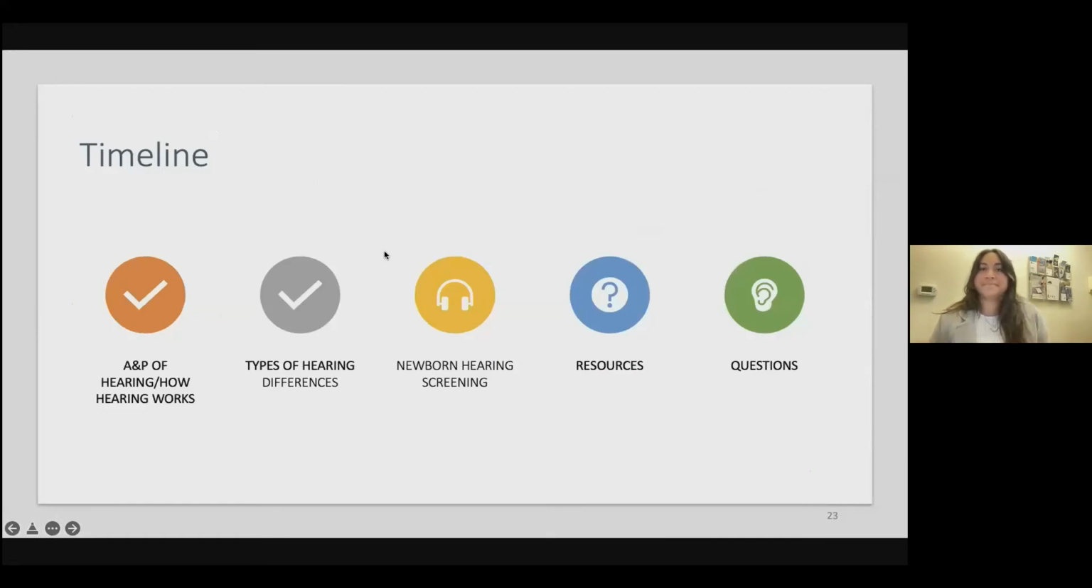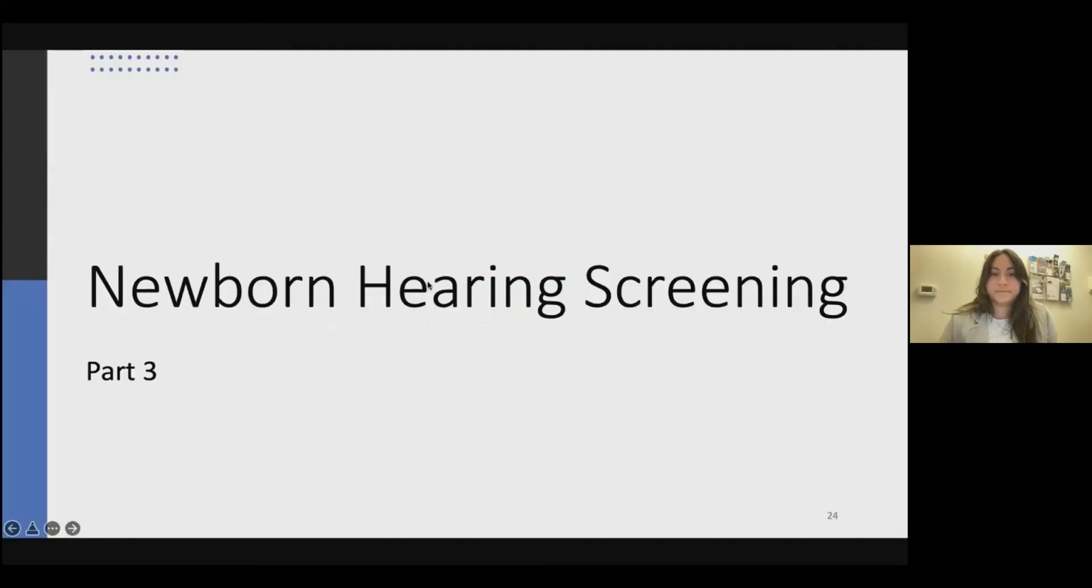All right, so we've talked about the anatomy and physiology of typical hearing and how it works. We've talked about the 4 main types of hearing differences, and now we're going to talk a little bit about newborn hearing screening.